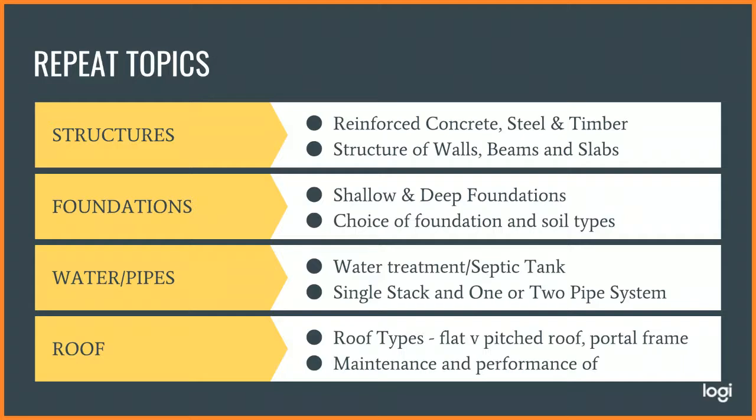Water pipes: water treatment, septic tank, single stack, one stack, or two pipe system. Roof type: flat versus pitch roof, portal frame roof, or different types of roof drawings. These types of roof drawings you need to draw out and practice in your free time, so that when you go in and examine and see this particular drawing, you can just construct it without even having to think what it is. Maintenance and performance of this is essay type.